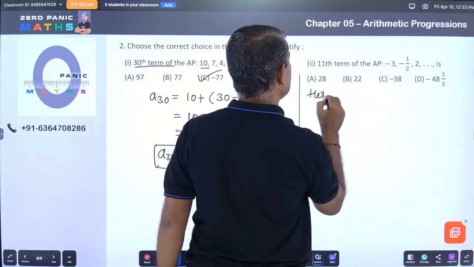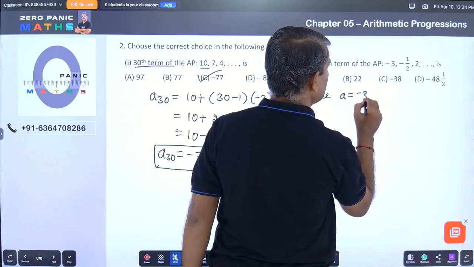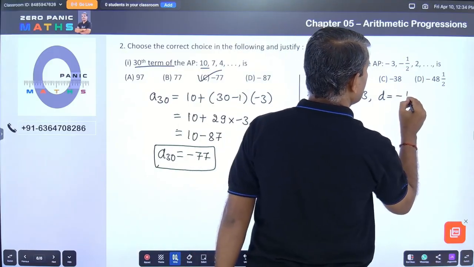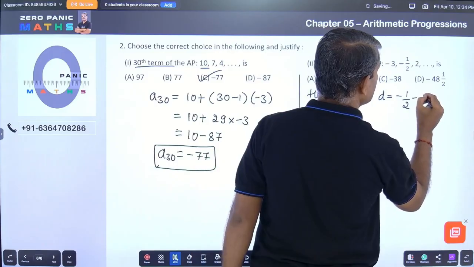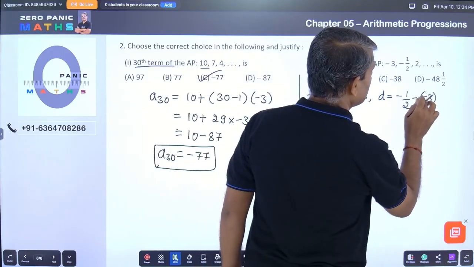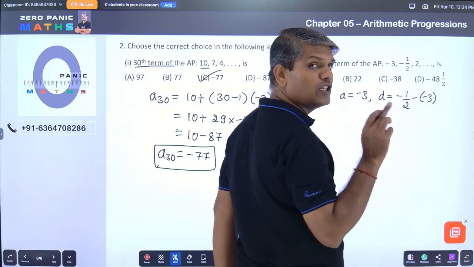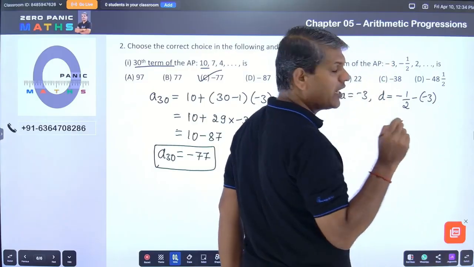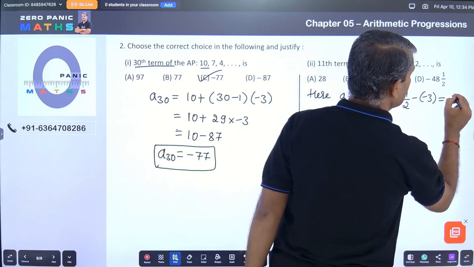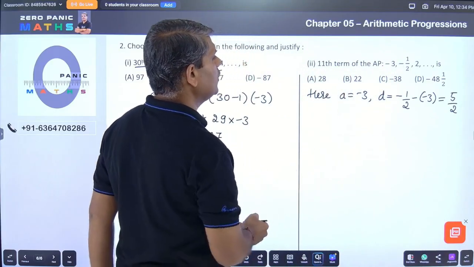Let me write a, d here. Here a is equal to minus 3 and d is equal to, you have to actually subtract, minus half minus of minus 3. You need to find that. So it is plus 3 minus half. What is plus 3 minus half? It is 2 and a half. Correct? How can you write 2 and a half? It is 5 by 2. If you calculate, you'll get that only.